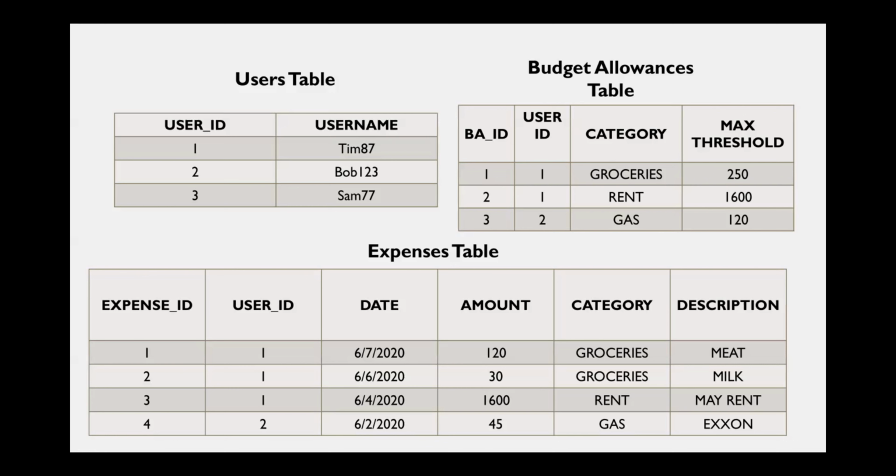This table also has a foreign key called user ID, which links it back to a user in the users table. This is a typical data model in a SQL database and would most likely represent how our data would be structured if we were using a SQL database for this project.